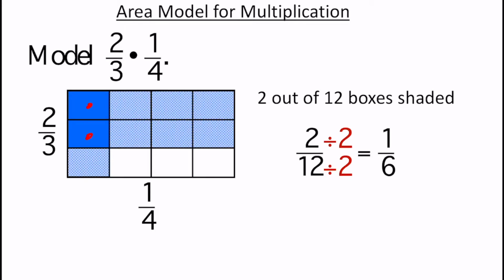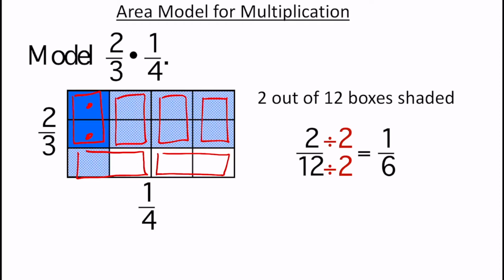So I can actually divide this up into 6. This is 1, 2, 3, 4, 5, 6, because 2 boxes is worth 1/6. So I have 6 red boxes, and one of those red boxes is shaded in.